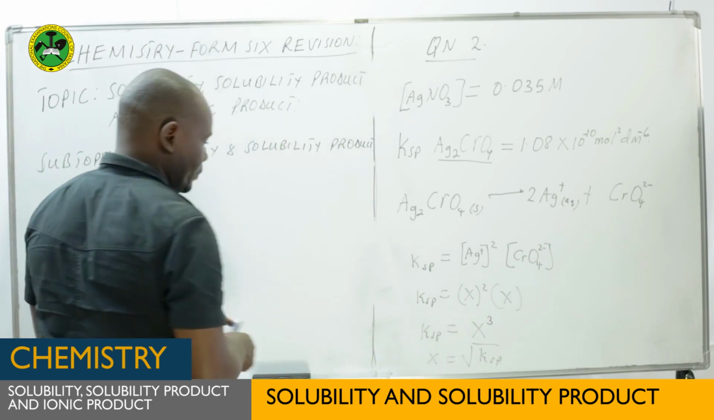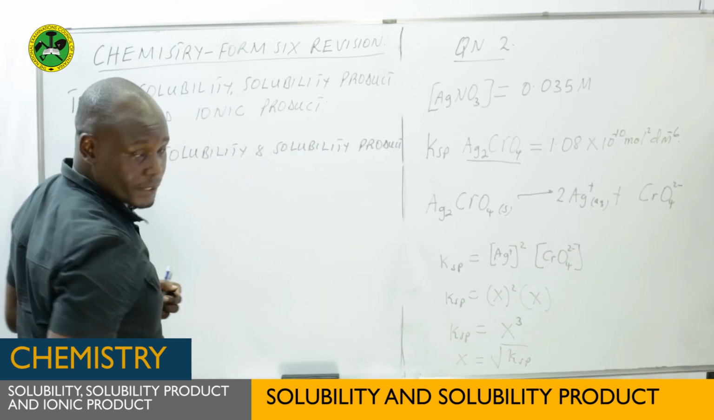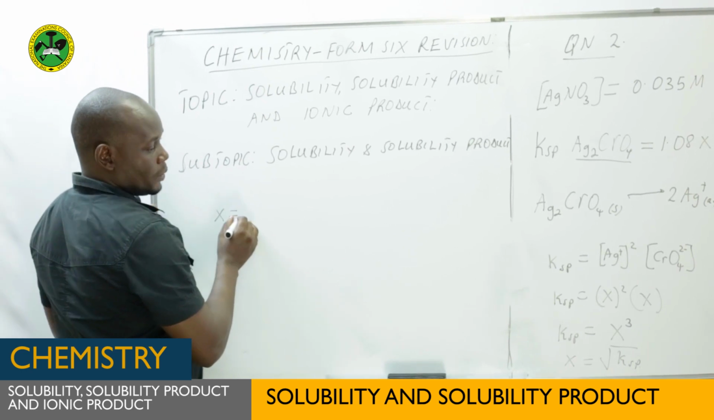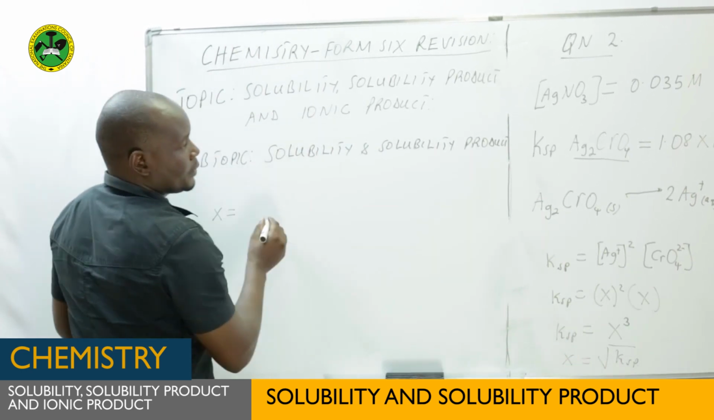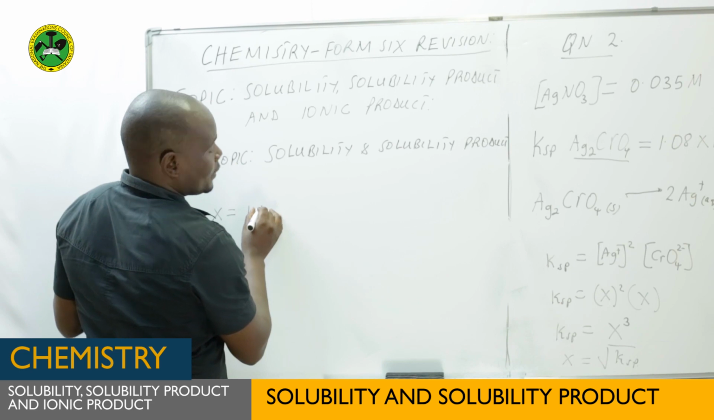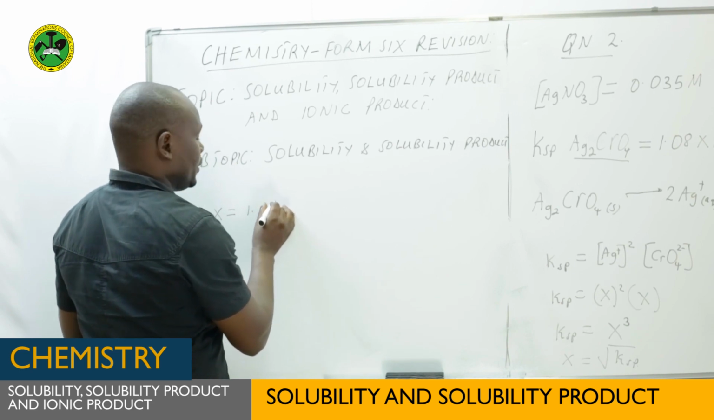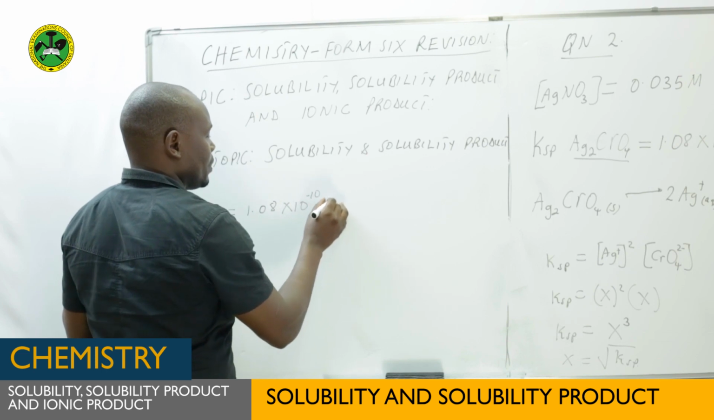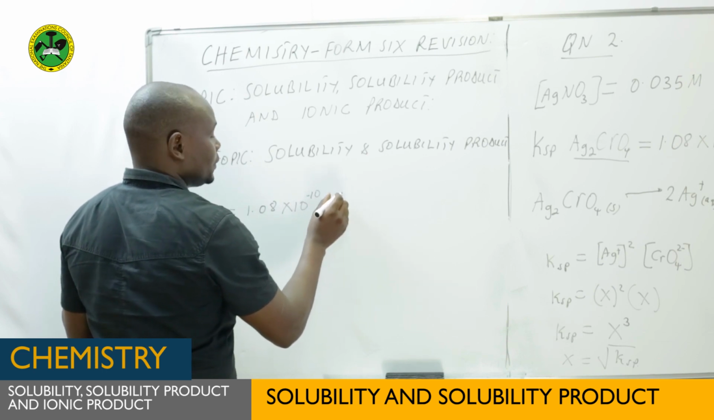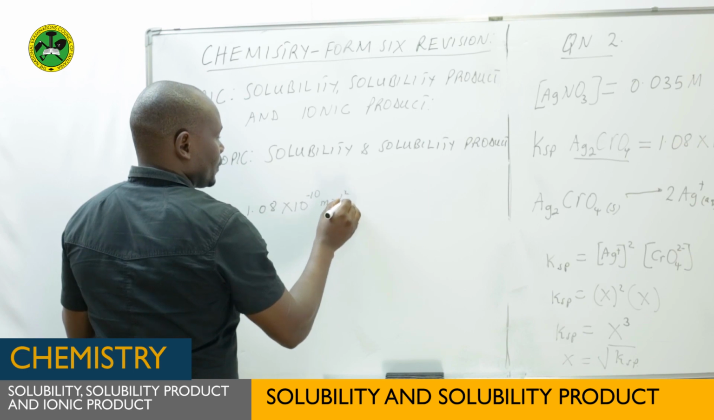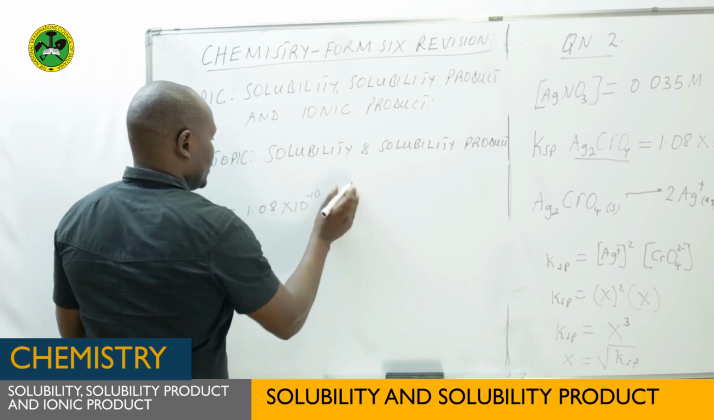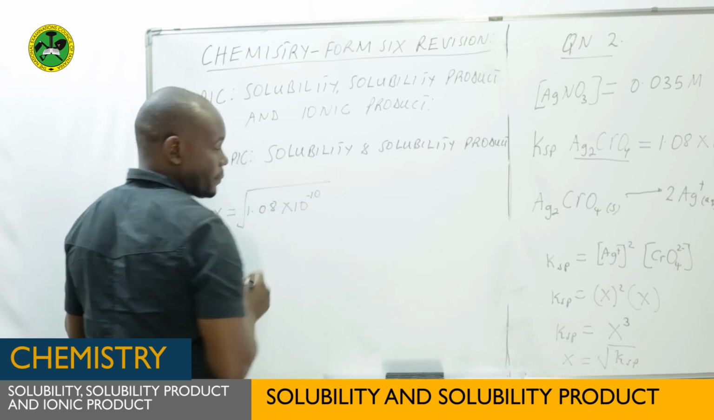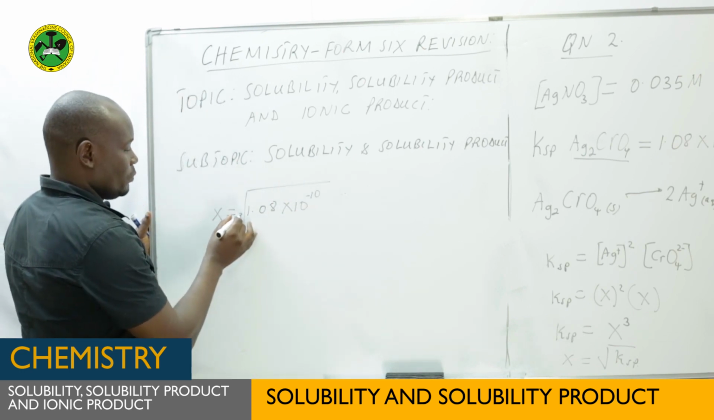If we substitute our data, with the KSP given there, X will be equal to the cube root of 1.08 times 10 power negative 10 moles, and you can write the units. This is a cube root, not a square root.